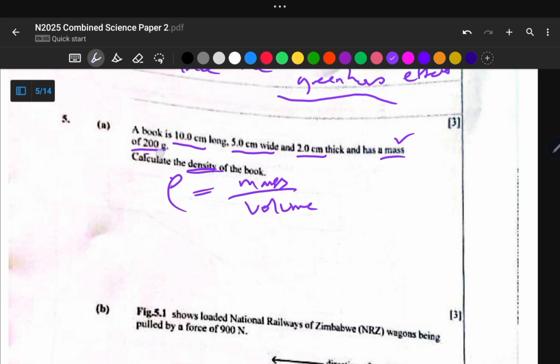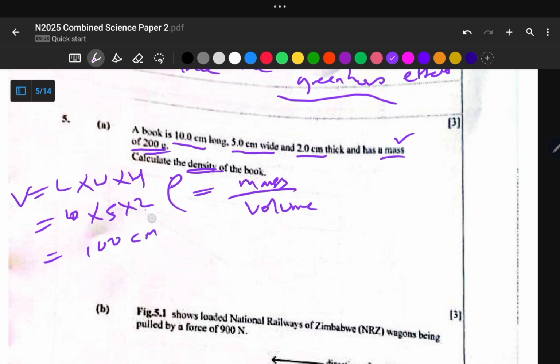So we are having the mass is 200 grams, and then this one is the dimension. So volume is equal to length by width by height. So 10 by 5 by 2, right? So 10 by 5, 50 by 2, 100. So we're going to have 100 cubic centimeters is our volume.